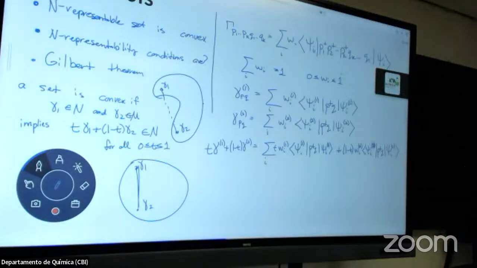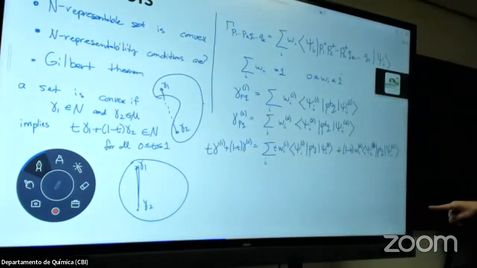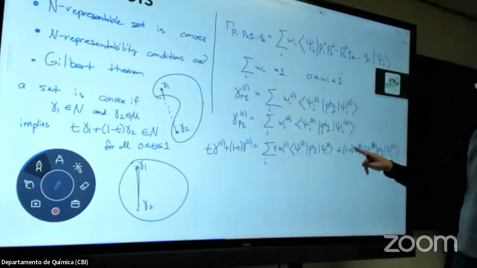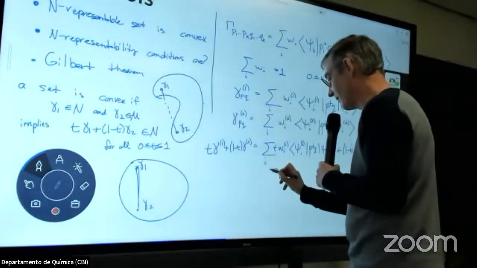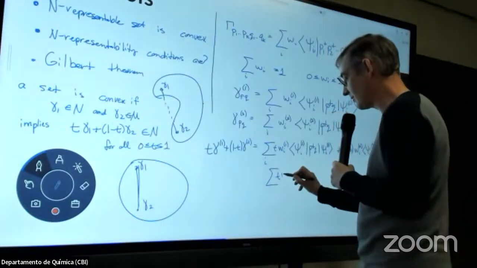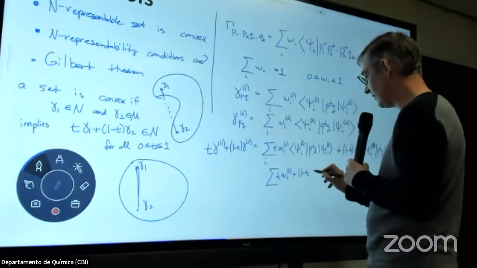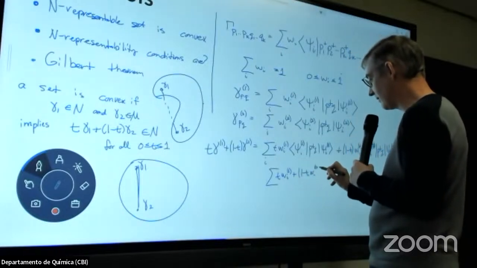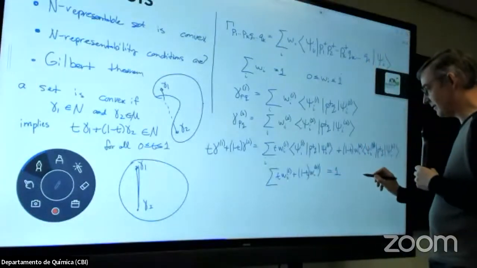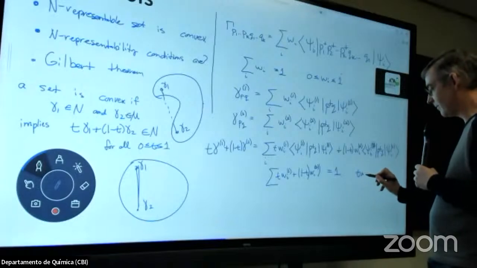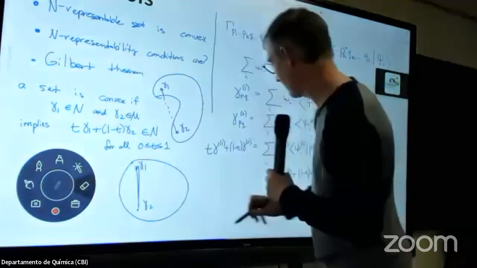Okay. So I just used the definition here. I took a weighted average of them. But now let's think about what it is. This is the sum over wave functions. The only thing I need to prove is that the sum of t times wi of 1 plus 1 minus t times wi of 2 is equal to 1. Okay, so that's the first thing to prove. Let's prove this first.